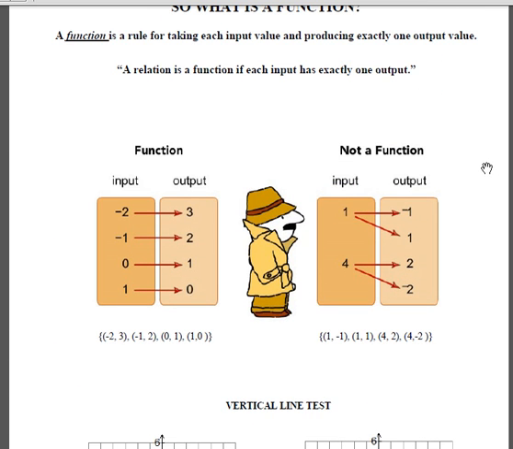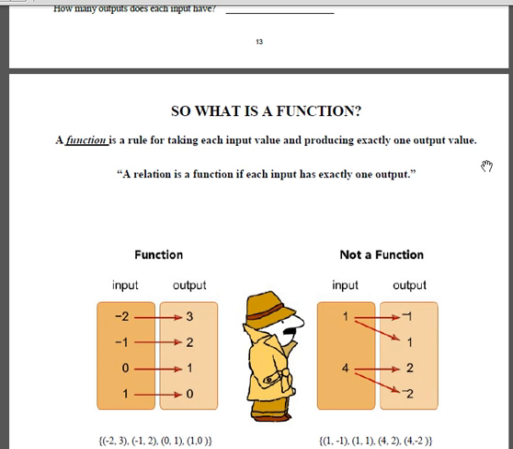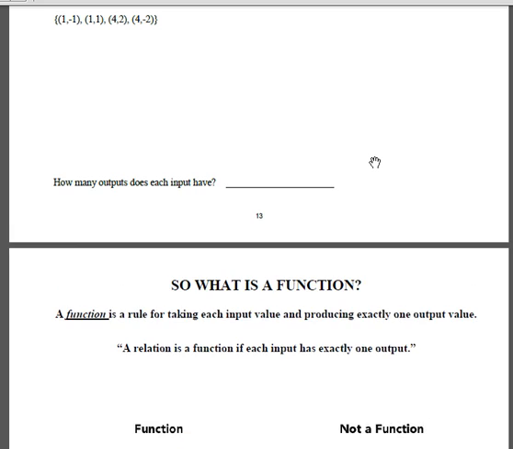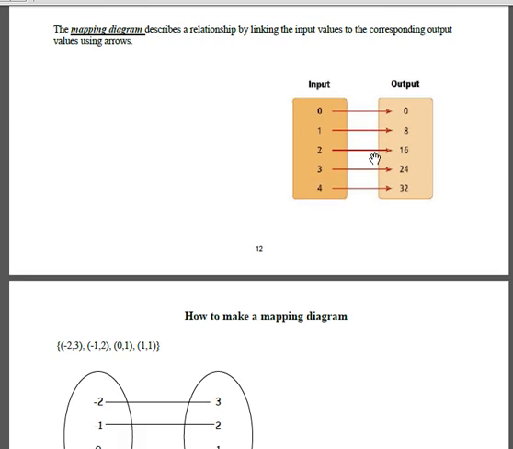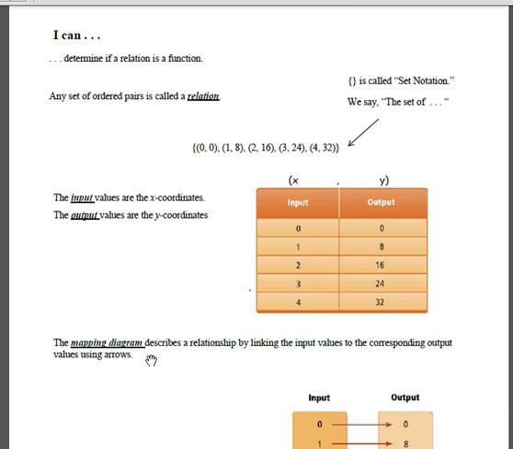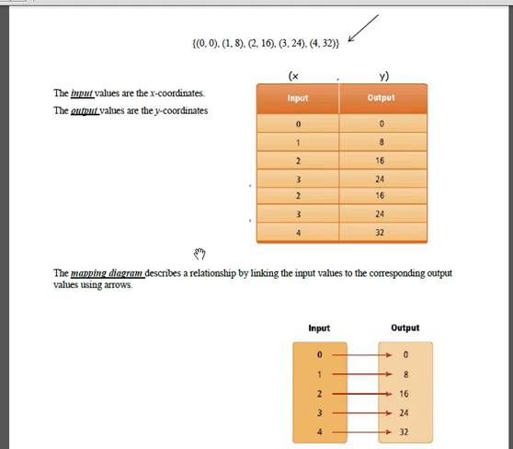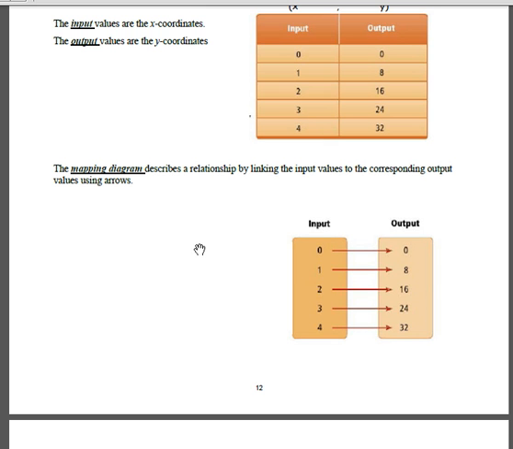If you go back through here, you're going to see there's a bunch of definitions. We've got a function, which is a rule for taking each input value and producing exactly one output value. And then back on page 12, we have a mapping diagram, input, output, and relation. Alright? So that's 5 different definitions.